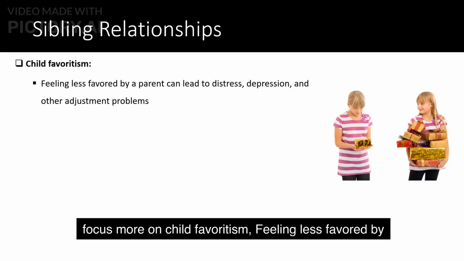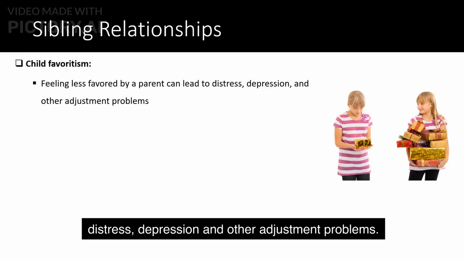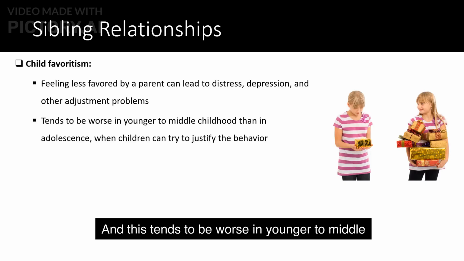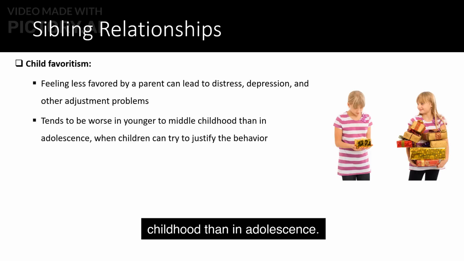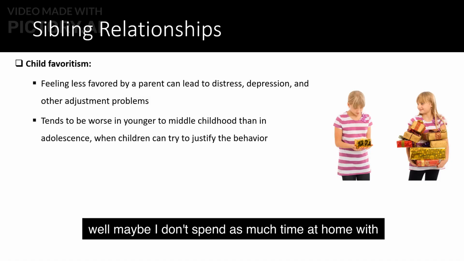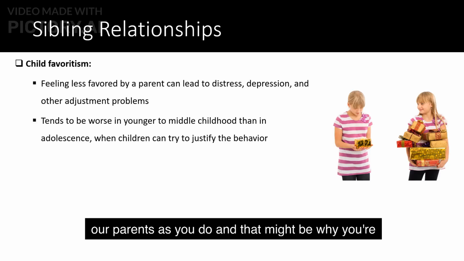To focus more on child favoritism, feeling less favored by a parent can lead to distress, depression, and other adjustment problems. And this tends to be worse in younger to middle childhood than in adolescence, when children can try to justify the behavior and say, well, maybe I don't spend as much time at home with our parents as you do, and that might be why you're being treated like you are the favorite.